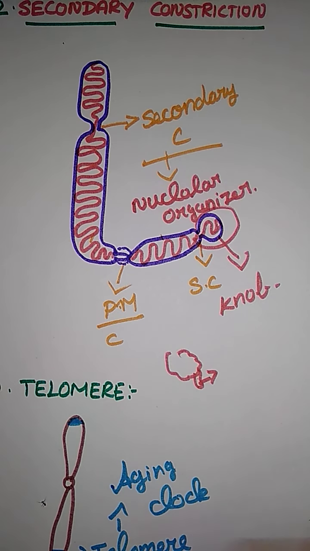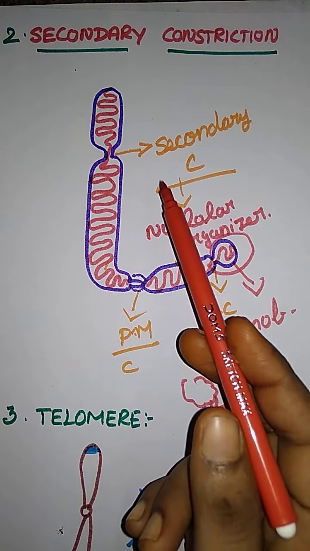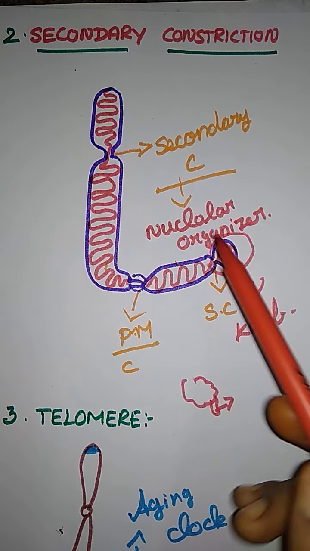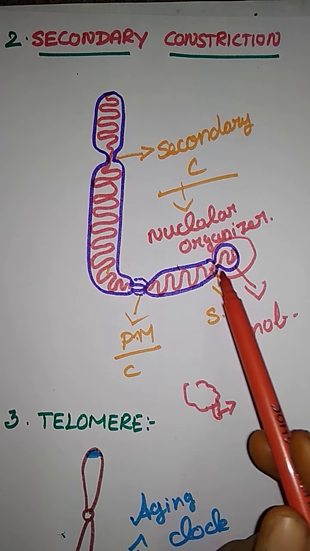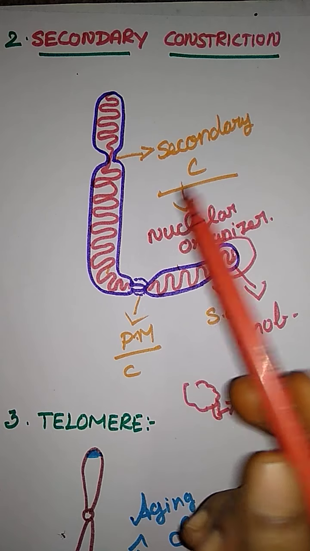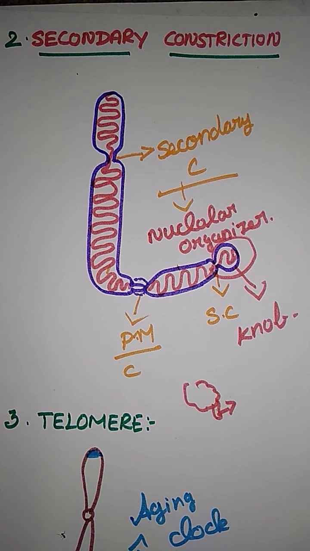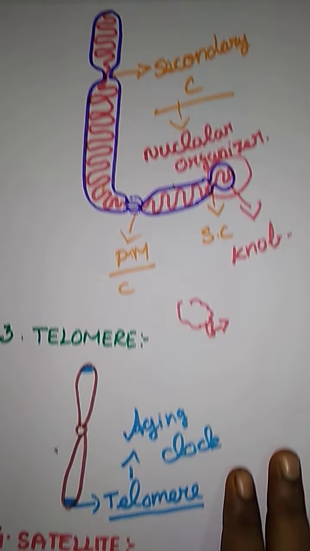And the next one is the secondary constriction. It is formed at any region of the chromatid part, mainly formed in the interphase, so it is also given the name nucleolar organizer. And the next one is the telomere.